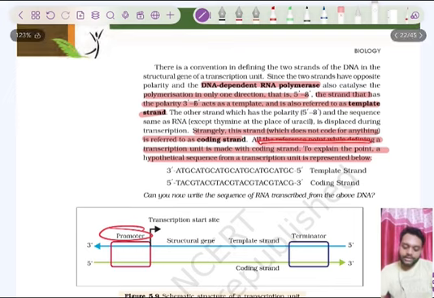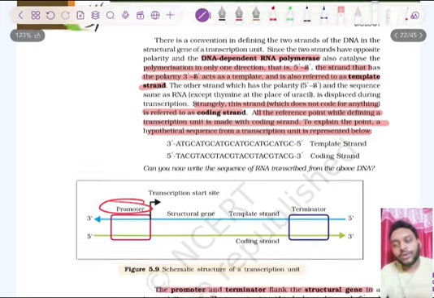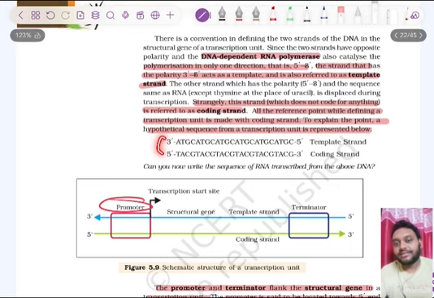To explain the point, a hypothetical sequence from a transcription unit is represented below. As I said earlier, its complementary will be this, and the new RNA produced will also be complementary to the template strand. So both complementary strands, their DNA, their base pair sequencing will be similar to each other. Okay.